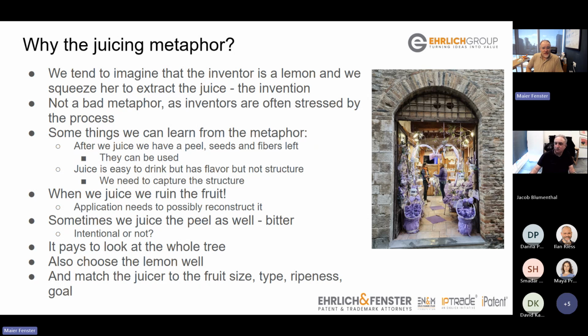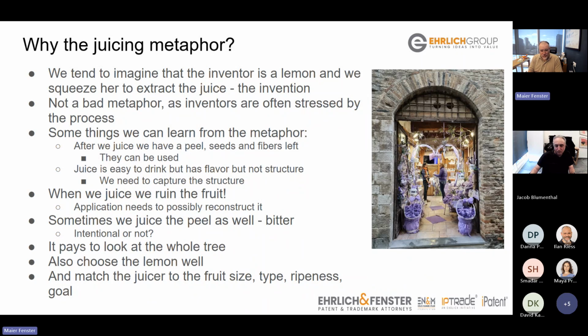Why do I like using the juicing metaphor? First of all, we often tend to imagine the inventor as a lemon, and we squeeze the inventor until she gives up the invention. And in fact, it's a good metaphor because the inventors are often stressed out by the process. And something else we can learn is that juice is only part of what you can get out of a lemon. And the other things can also be used.